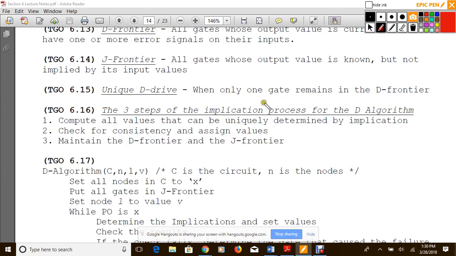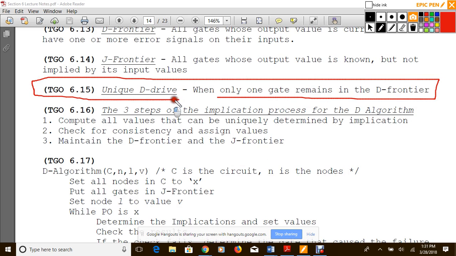6.15, unique D drive, when only 1 gate remains in the D frontier. And that's going to be important when we start doing the actual algorithm.